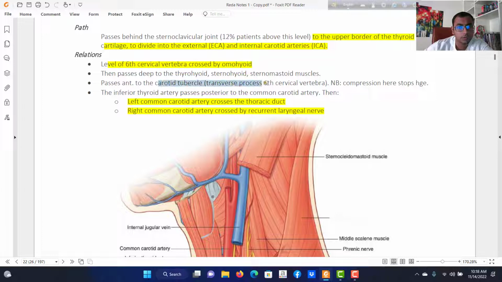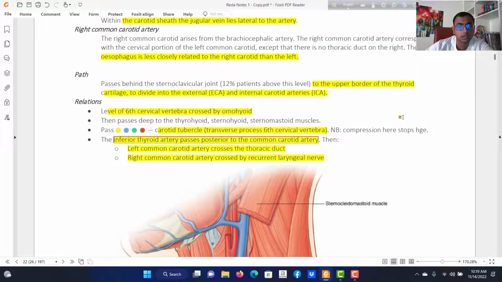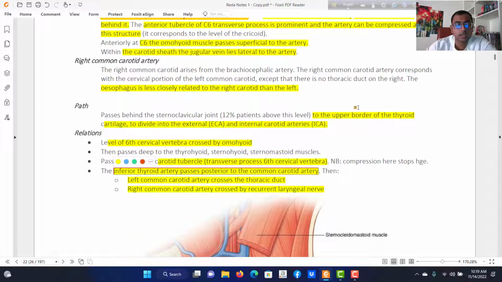And the carotid tubercle is at the C6 transverse process, and compression here stops bleeding. The inferior thyroid artery passes posterior to the common carotid artery. These things are very important because the relationships are often asked in the exam.